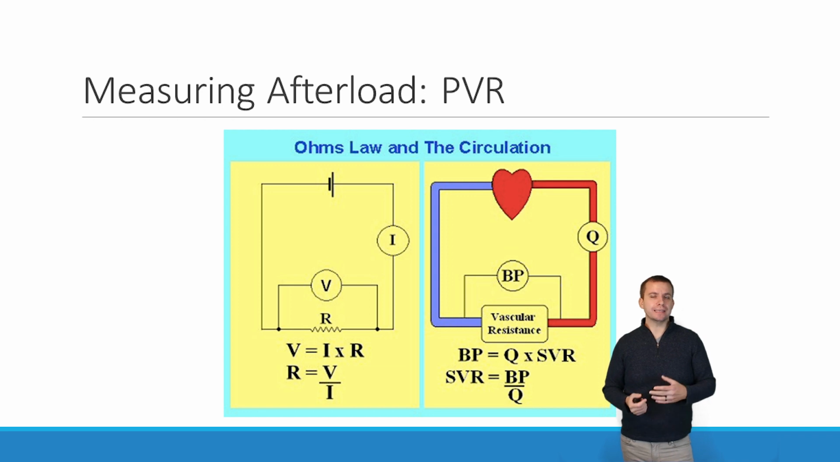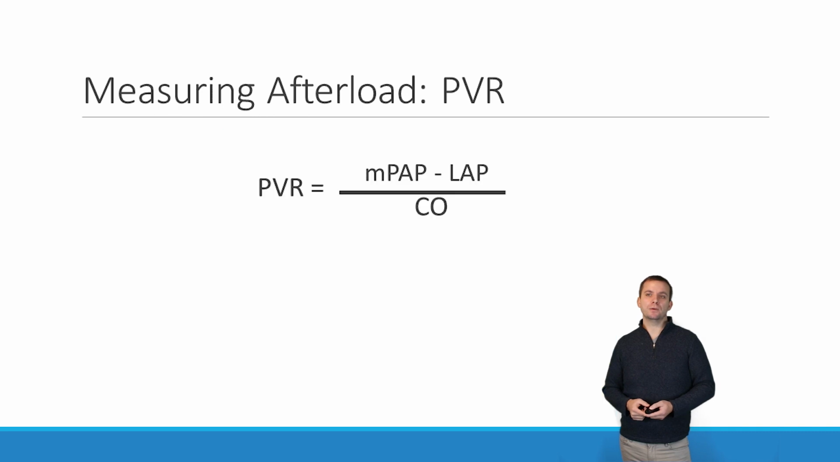So afterload, again, is based on Ohm's law, V equals IR. Anytime we're dealing with resistance in the body, it's change in pressure divided by flow. If we're talking about the pulmonary vascular resistance, or the PVR, your flow is the exact same, it's cardiac output, but your pressures are different. It's the pressure at the beginning of the system, which is your mean pulmonary artery pressure, minus the pressure at the end of the system, which is your left atrial pressure, and then you divide it by cardiac output.